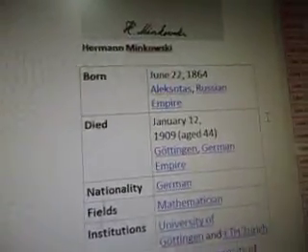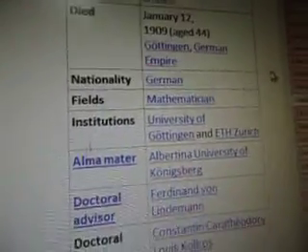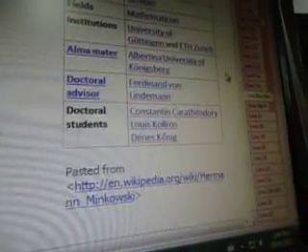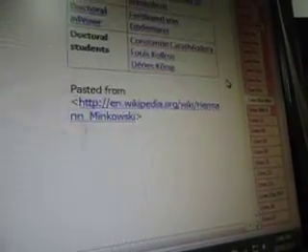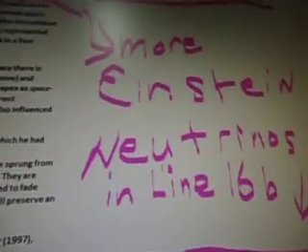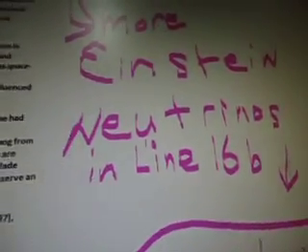This is Hermann Minkowski. He was born June 22nd, 1864, and he died January 12th, 1909. He's German. He was a mathematician, and he went to some universities there and had some students under him. Okay, so you can look at Minkowski. So we're going to be talking more about Einstein's relativity theory and how the neutrino testing in 2012 is questioning his theory, and that's going to be in the 16b video.